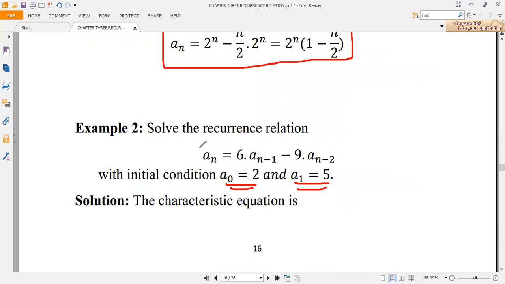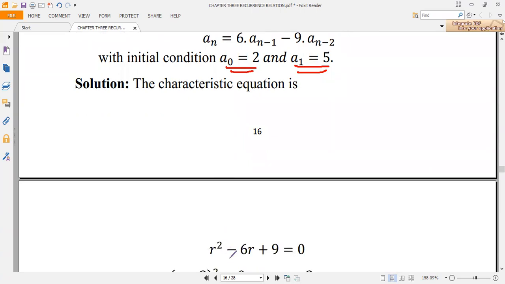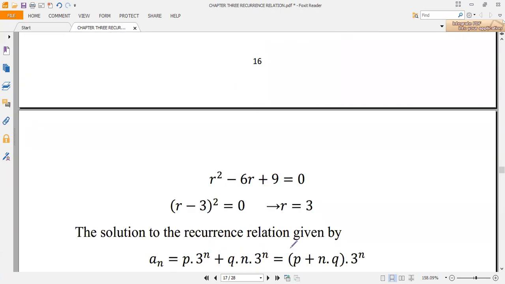So the characteristic equation of this second order linear homogeneous recurrence relation is given by r squared minus 6r plus 9, which is equal to 0. And the roots of this quadratic equation are obtained by finding the two numbers whose sum is minus 6 and whose product is 9. So the numbers are minus 3 and minus 3. Their sum is minus 6 and their product is positive 9. So (r minus 3) the whole square is equal to 0. So r is equal to 3 is the root of the characteristic equation with multiplicity 2.